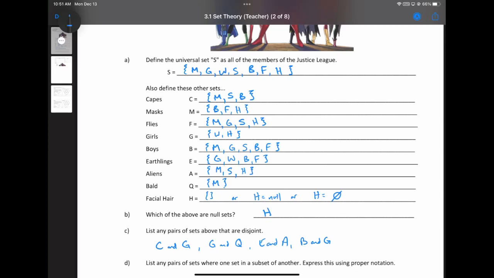Now, here's kind of an interesting one. Facial hair and everything. I'm not even going to list a specific one because facial hair and everything else are disjoint because H has no elements in it, so they can't possibly share an element. Now, usually we don't bother listing stuff like that because it's kind of redundant. Two sets are disjoint if one of them is empty. Seems like an obvious thing, but it is true.